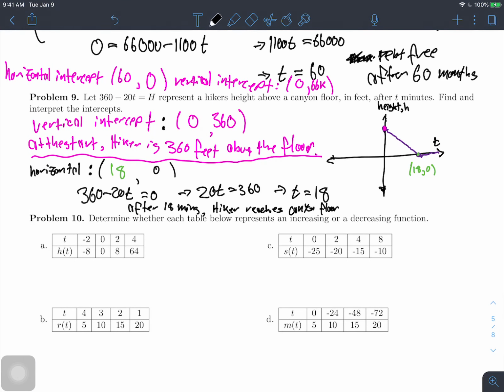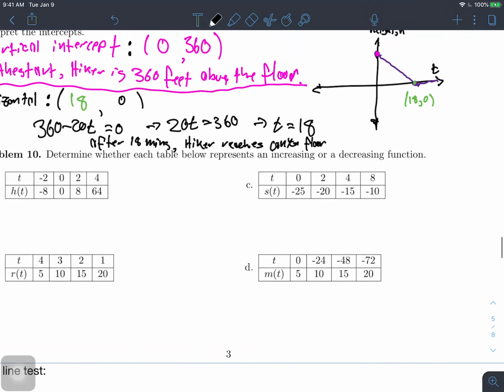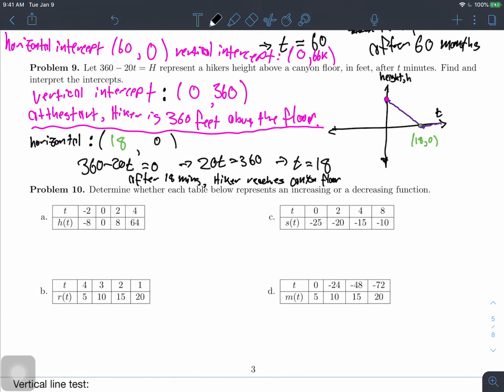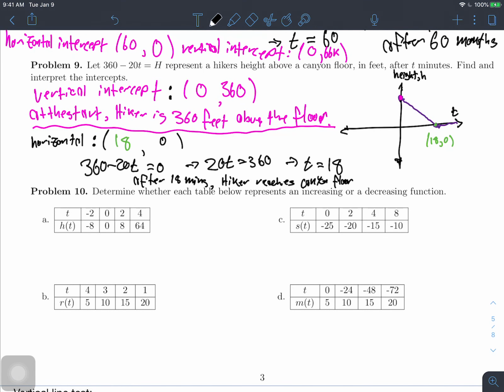So another intercept finding problem. Any questions about problem 9? No? We good? All right. We'll do problem 10, and that'll be the last thing we do for today. So let's have group 4 on this side. You'll start with A. Group 3, you can do B. Group 2, you can do C. Group 1, please work on D.